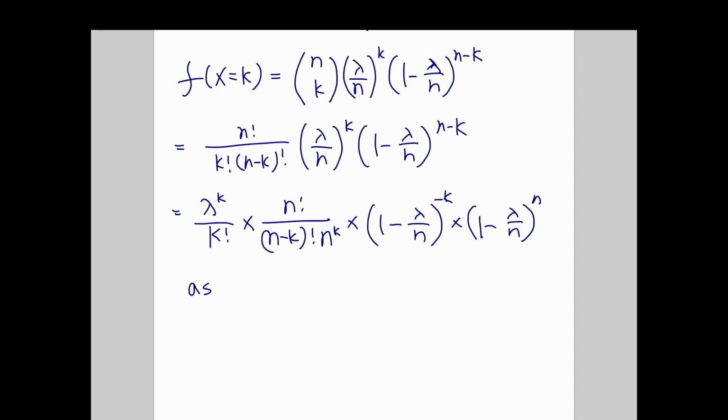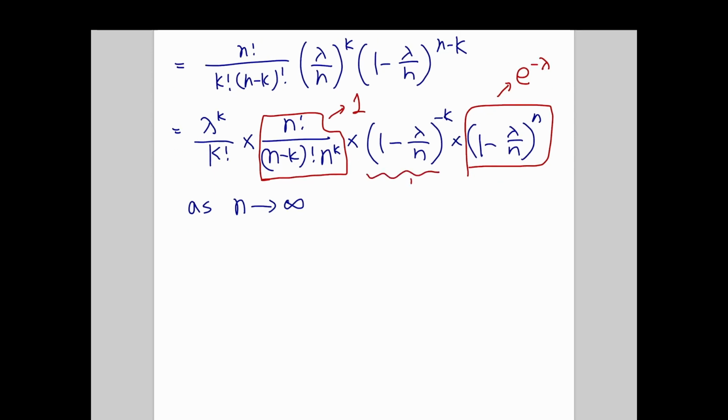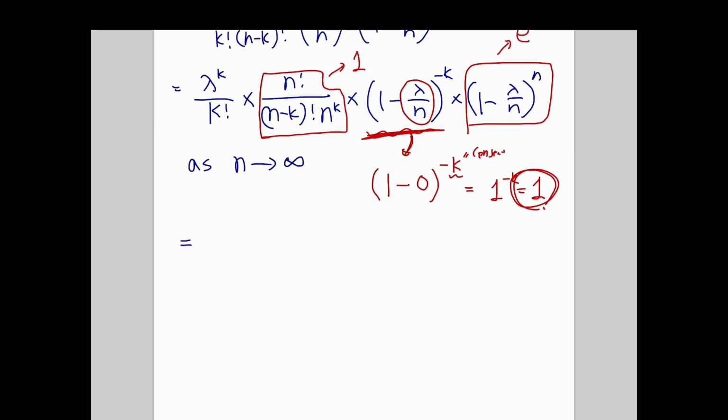So as n goes to infinity, this term is 1. Okay, and this term is Euler constant e to the minus lambda power, and this term, 1 minus lambda over n, converges to 0, and k means the constant, so 1 minus 0 equals 1. So this term also goes to 1. So we can get their PMF.